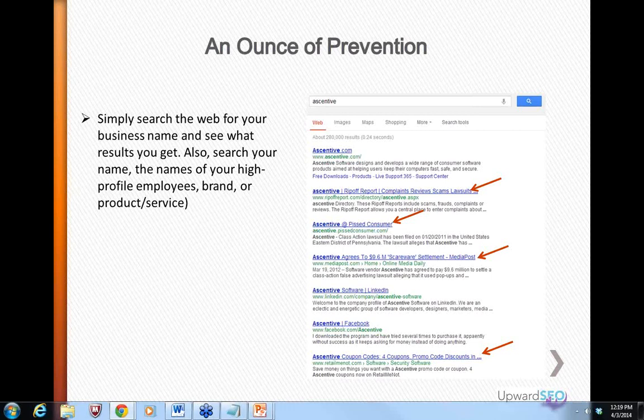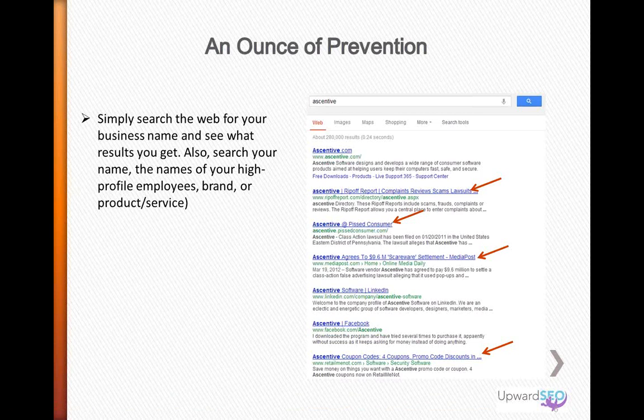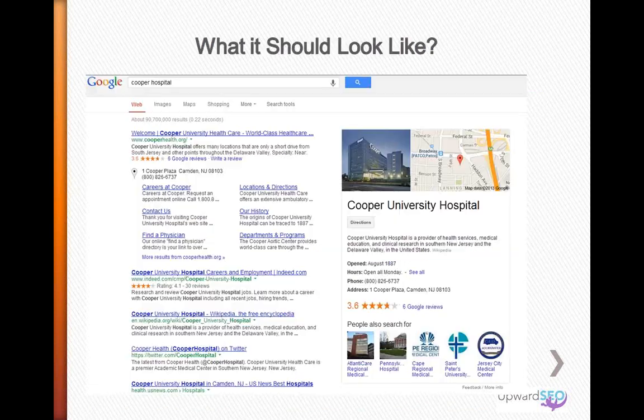and obviously need to take action. Now, another question I always get is, all right, I know what my online reputation looks like today. What should it look like? And on the next slide, I pulled an example of someone who does it right. This is Cooper University Hospital. They are active on Google Places and Google+. They have a Google profile there on the right-hand side. That's what you guys are looking at.